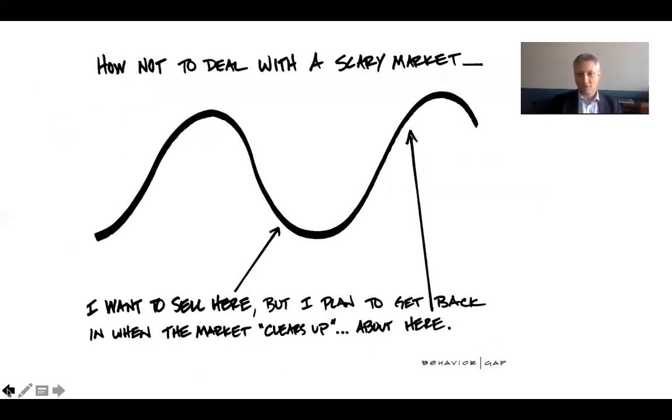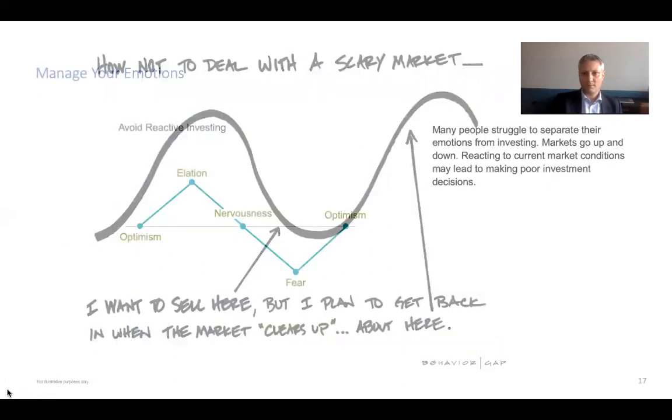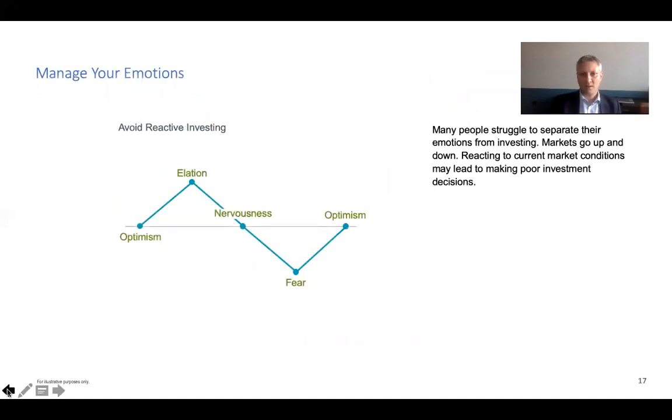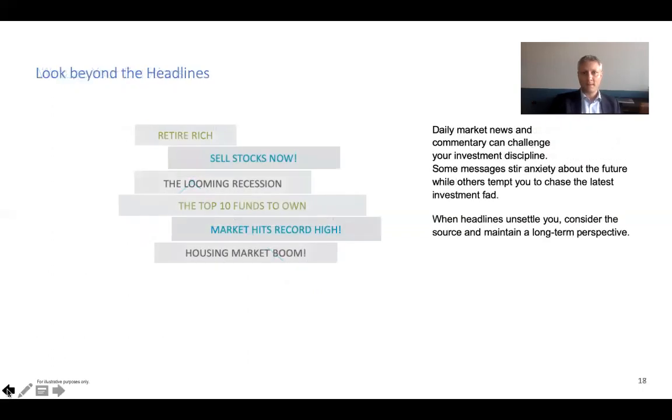You can see by this graph from the behavior gap how it does make a difference. If we were to add a few more words around that, you get optimism, elation, nervousness, fear, optimism. These are the reactions or the emotions that an investor will go through when they're looking at their particular investment. And it will get amplified by the news and how you react, what sources of information you are looking at. So you can have stuff like daily market news or commentary saying sell stocks now, there's a looming recession, these are the top 10 funds to hold, markets hit record high, the housing markets have boomed.